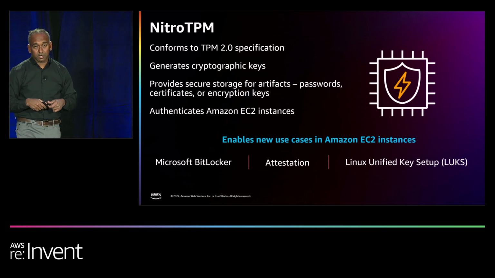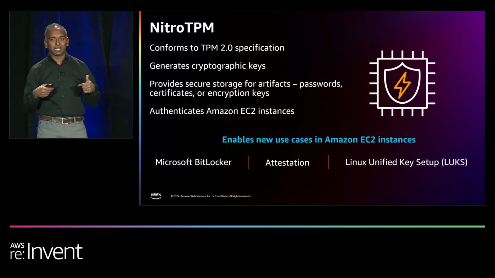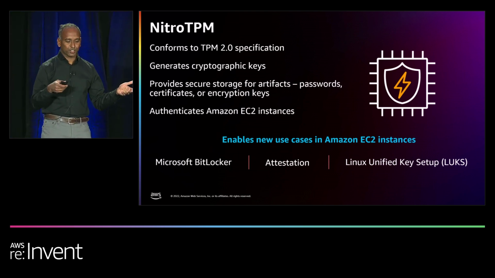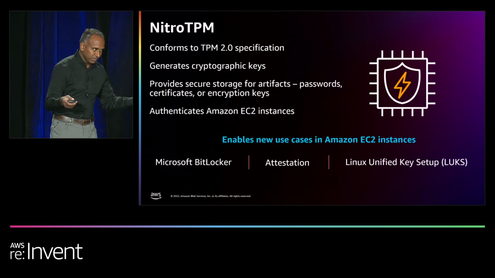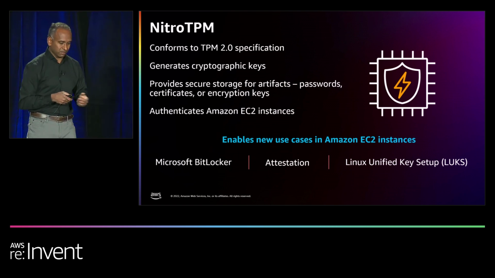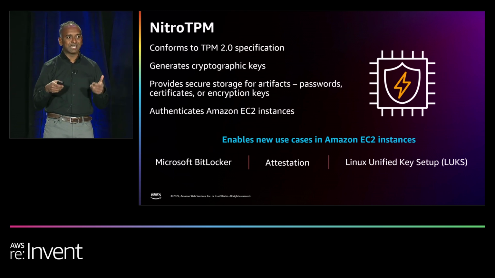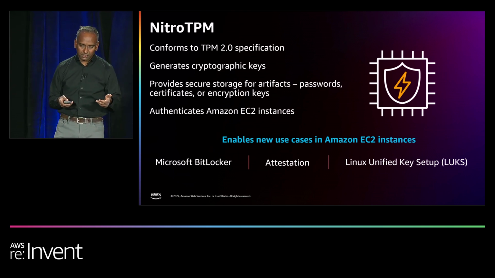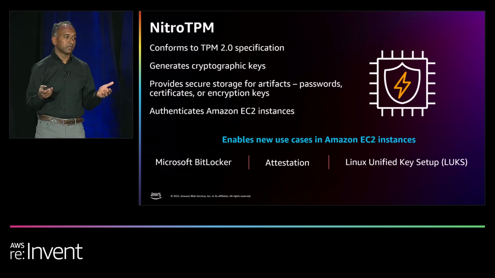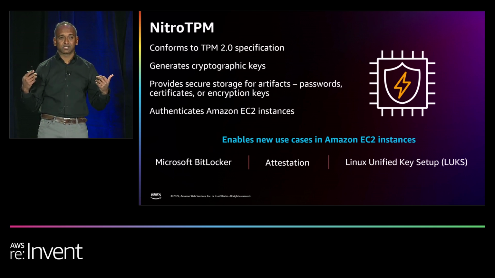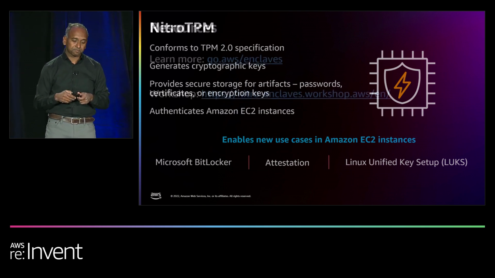And lastly, there are some new use cases that are being enabled on the cloud because of the introduction of Nitro TPM. Attestation is one of them. Microsoft BitLocker is another one. Linux Unified Key Setup, LUKS, is another use case. We do have all of the technical documentation on our website, and I encourage you to go take a look at it. If you want to learn more about Nitro TPM, feel free to talk to JD and me after this session, and we'll be more than happy to talk to you. We also want to hear from you about some of the custom use cases that you could be thinking about as you look into Nitro TPM.